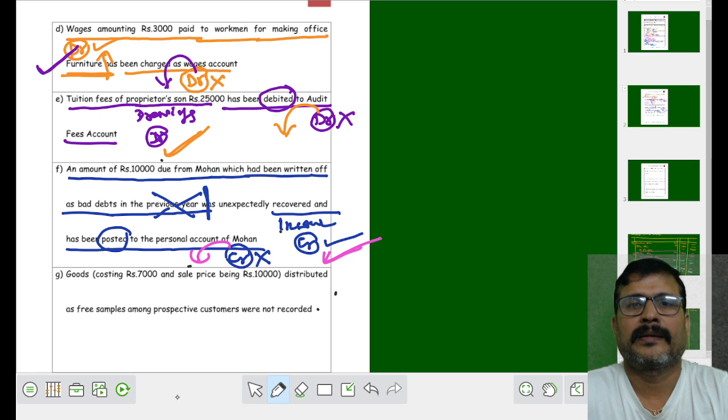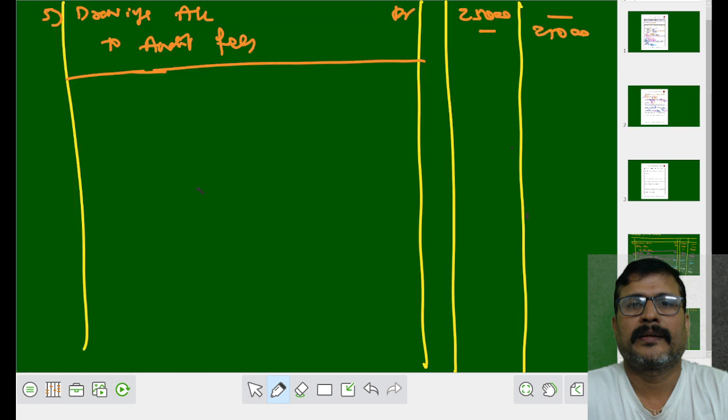Means bad debts recovered बोले तो just recovered नहीं, bad debts recovered कहते बोलना. Bad debts recovered account credit करना, Mohan's account debit करना. I repeat, bad debts recovered account is to be credited, Mohan account is to be debited. Now your entry will be Mohan's account debit to bad debts recovered account. That is the entry number 6.